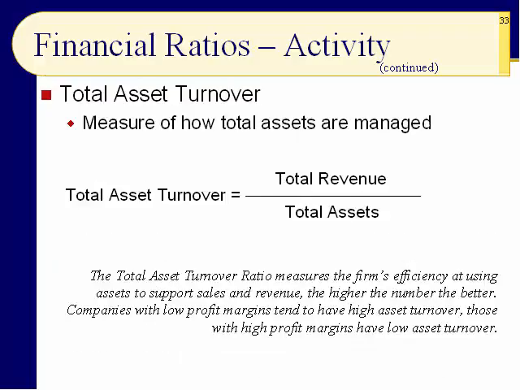Slide 33. The total asset turnover is the same idea, but this time we divide the total revenue by the total assets to see how well we are managing our total assets. So again, this number is quite low for a car company, but that's not unusual because they have so many assets needed to support the sales and the manufacturing of the cars. So the total asset turnover ratio measures the firm's efficiency at using assets to support sales and revenue. The higher the number, the better.